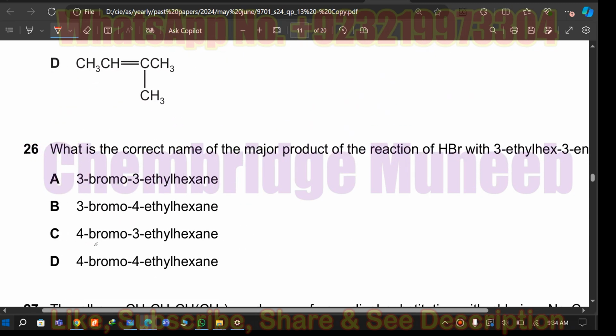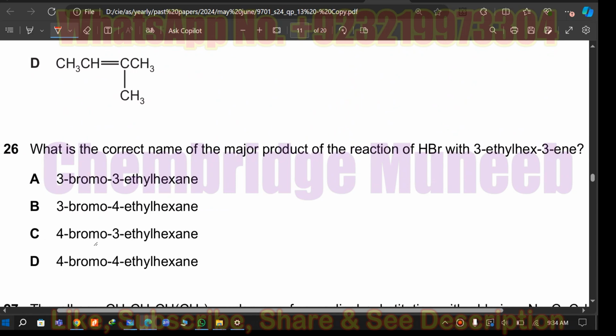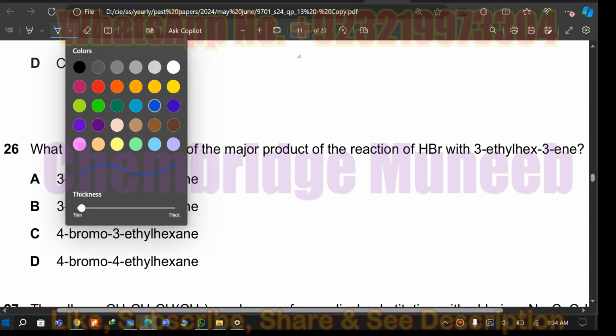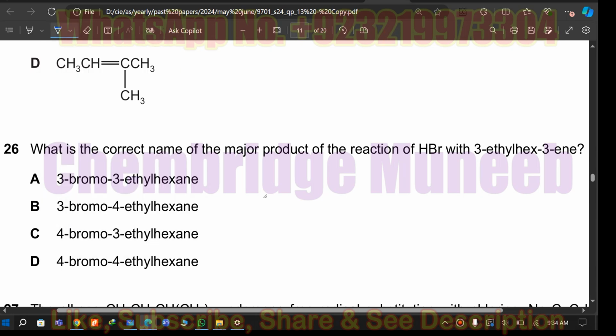Then question number 26. What is the correct name of the major product of the reaction of HBr with this compound? Alright, we need to recall the reactions of the alkenes with HBr or HCl compounds. These are the hydrohalogenation reactions of the alkenes, or addition reactions of the alkenes.